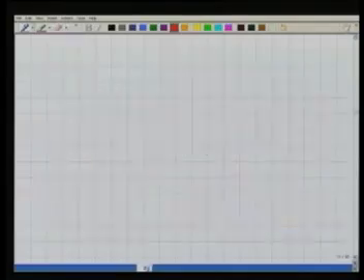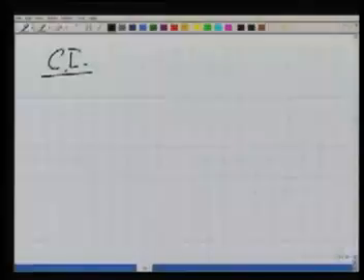Now the question will come: how should the contour interval be decided?